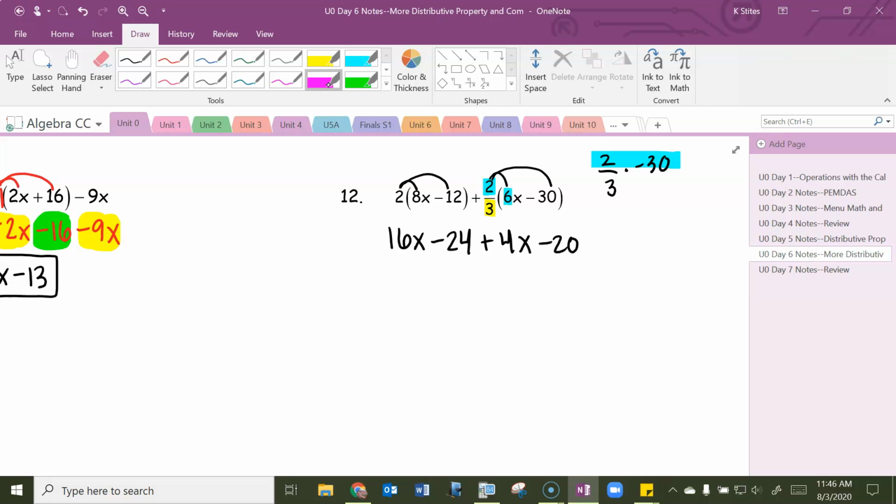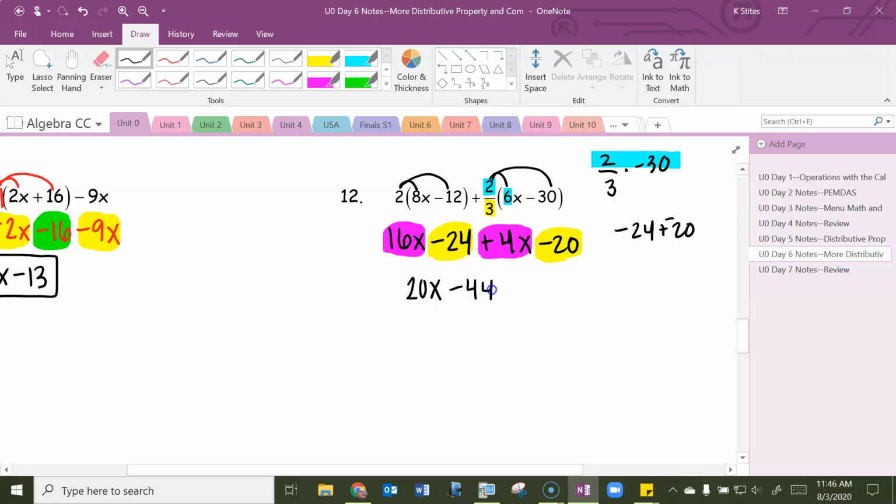Do you see any like terms? Because I sure do. X is first, please. 16x plus 4x, use that symbol in front of the 4x, is a 20x. And then we have minus 24, a -24, minus 20. If you want, you can use that double line rule. It's just -24 plus -20 is -44.